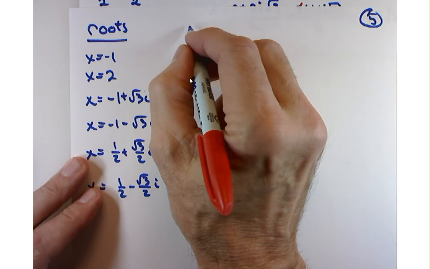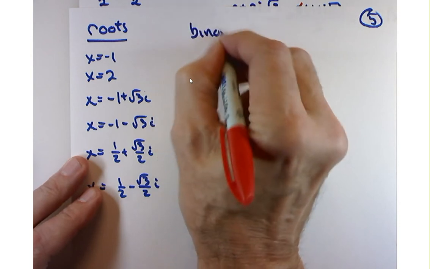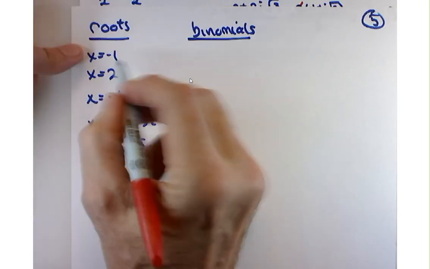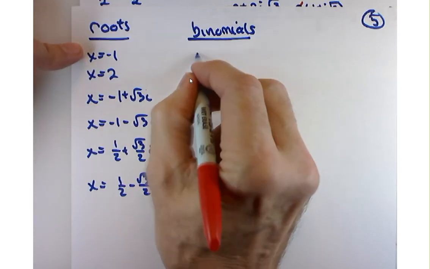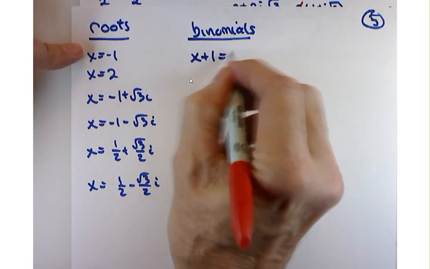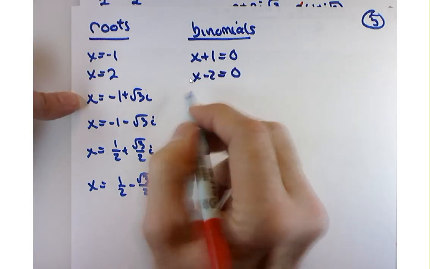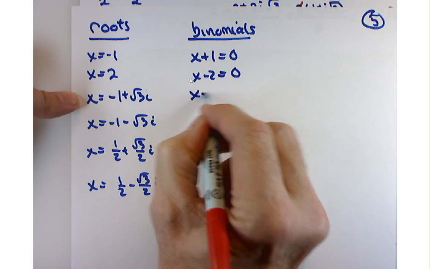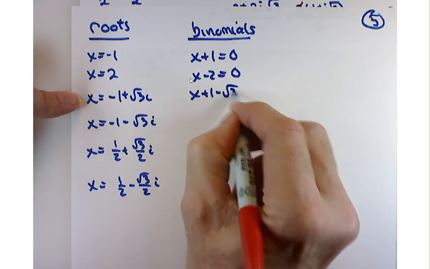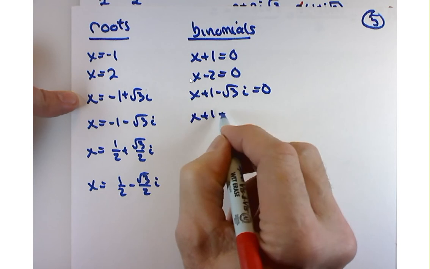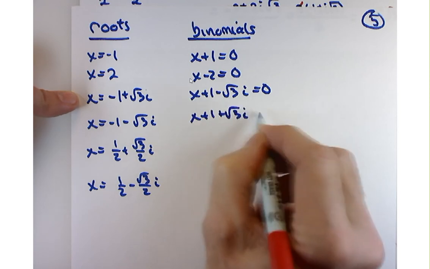Let's take a look at the corresponding binomials. Here, these are pretty easy. Just move everything over to the left-hand side. x plus 1 equals 0. x minus 2 equals 0. This one, a little bit messier. x plus 1 minus the square root of 3 times i equals 0. And x plus 1 plus the square root of 3 times i equals 0.